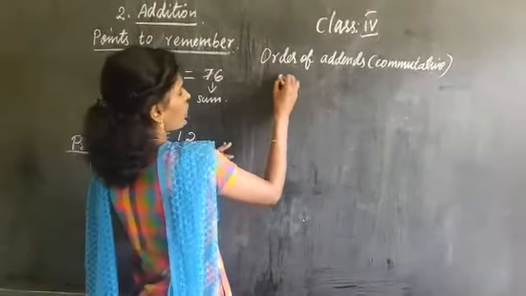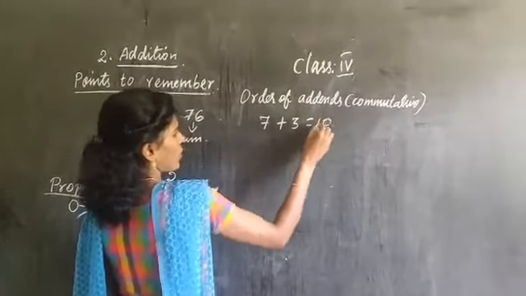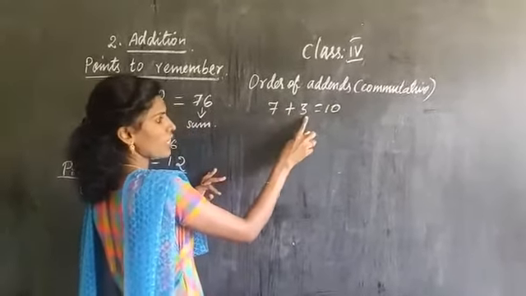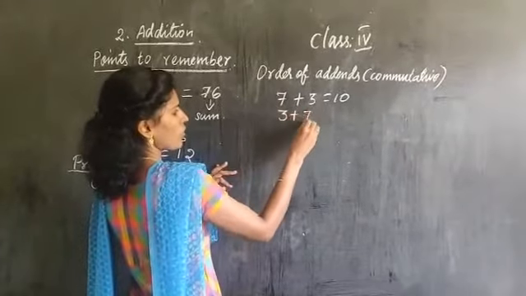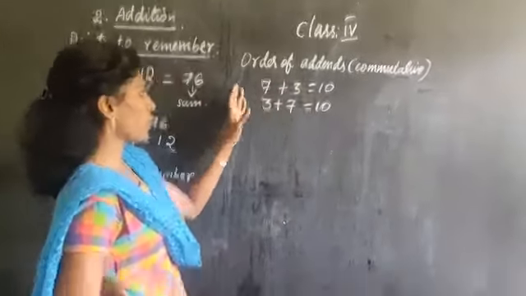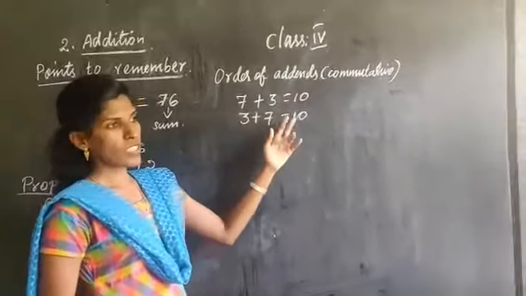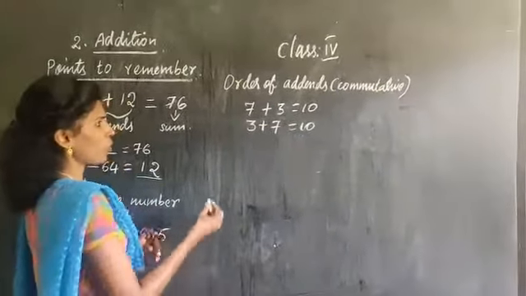Now if you add 7 plus 3, you get 10. Here the order is 7 first and 3 second. Now if you change the order, 3 plus 7, you will get the same answer. So this is called commutative property. If you change the order of the numbers, the sum will not change. The sum will remain the same. That is called the commutative property.